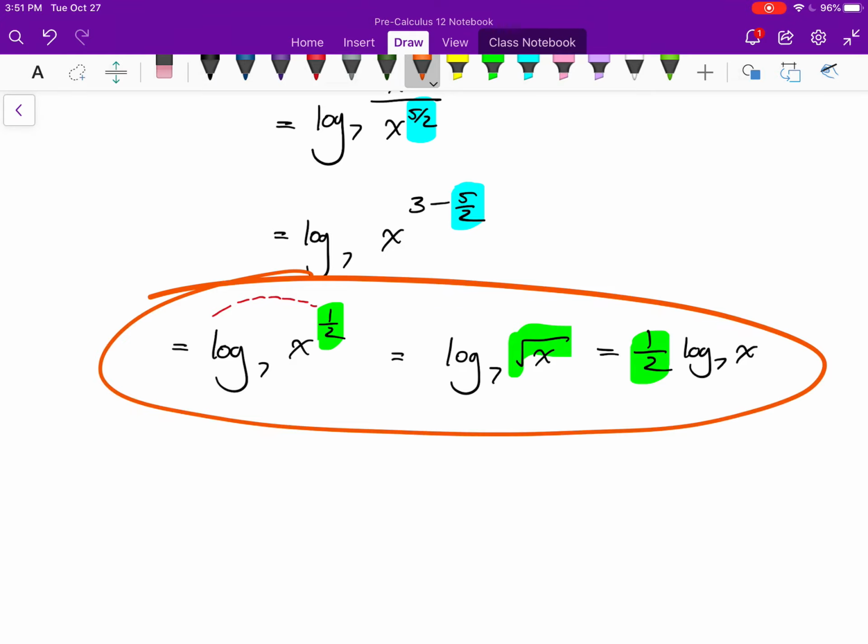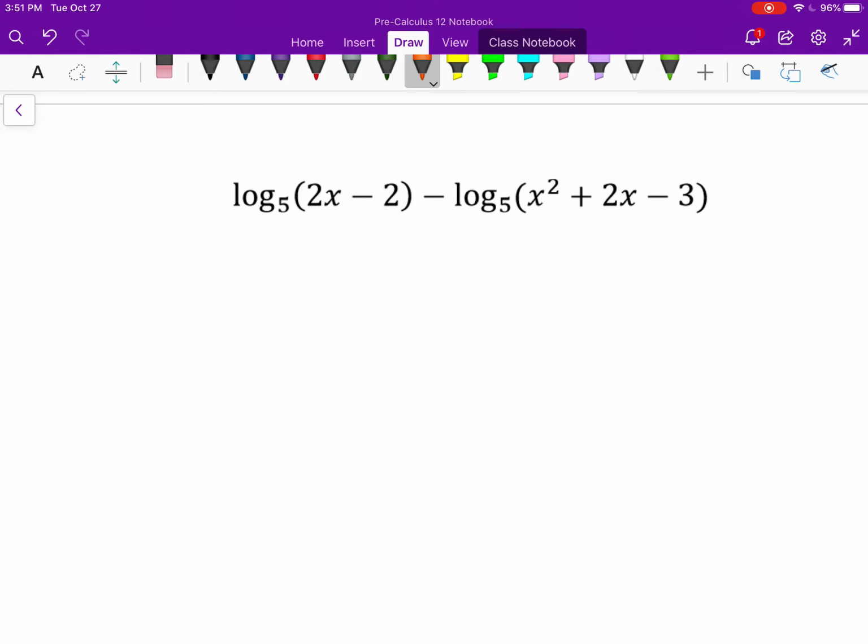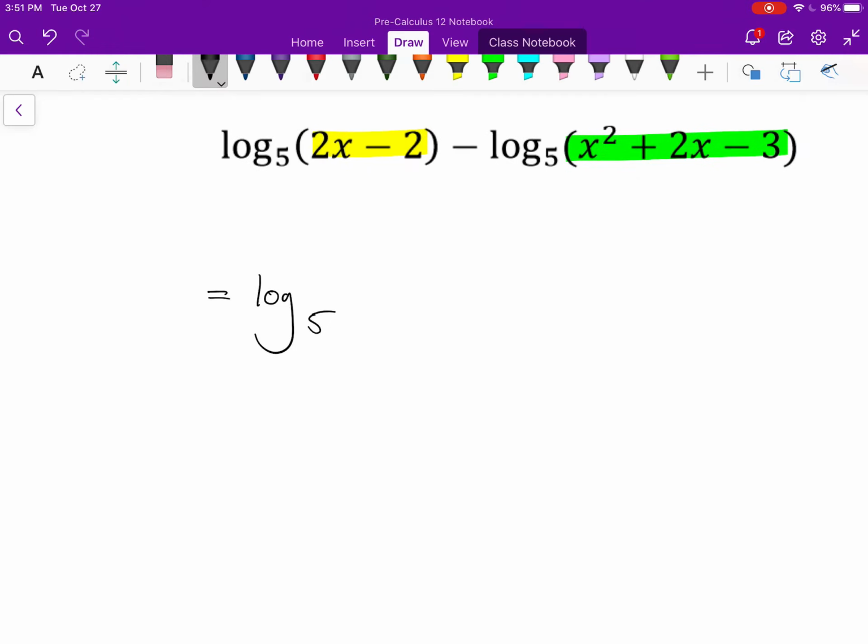That said, let's look at this example here. So I am subtracting two logarithms with the same base. So using that quotient law, I can think of this as one logarithm of base 5, where I have 2x minus 2 over x squared plus 2x minus 3. All right. That's not really simpler, but it's correct.